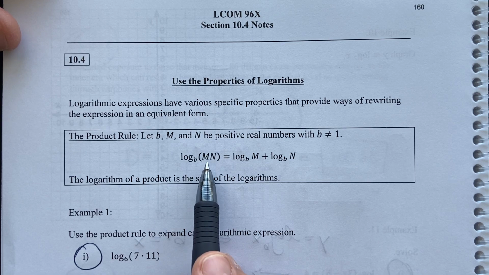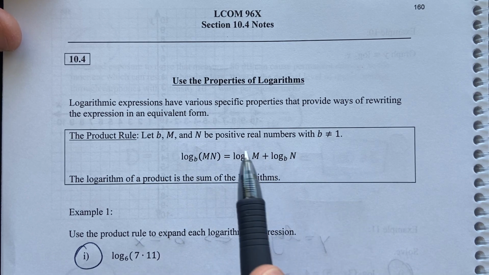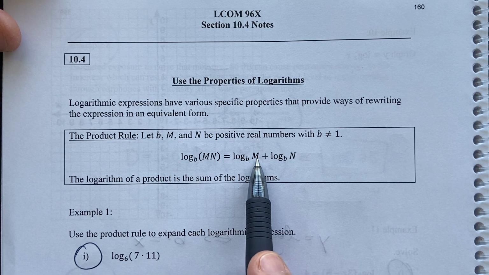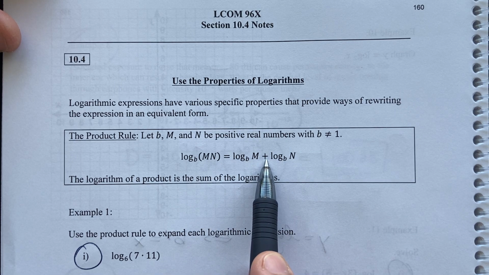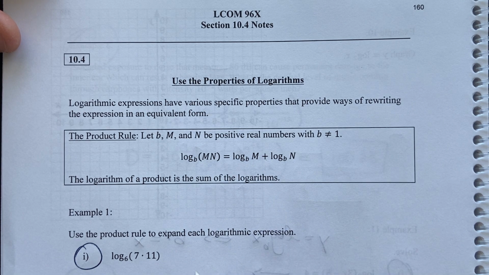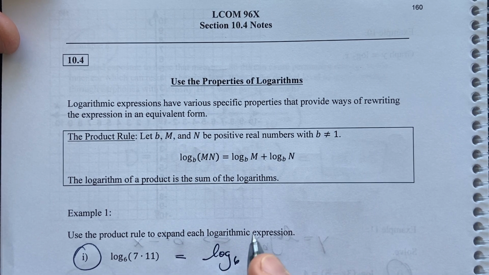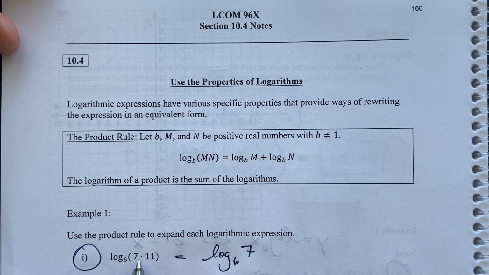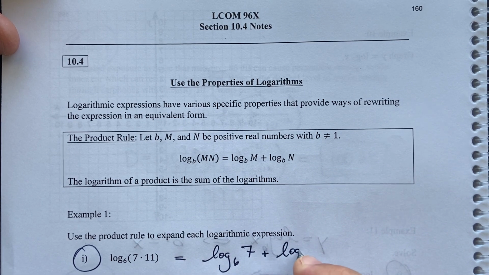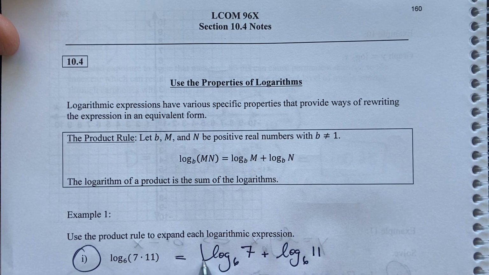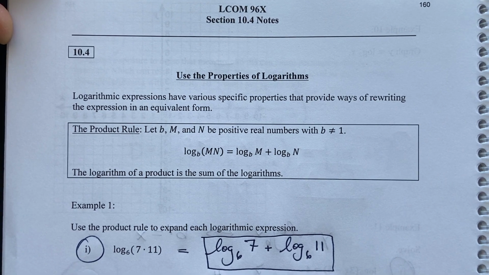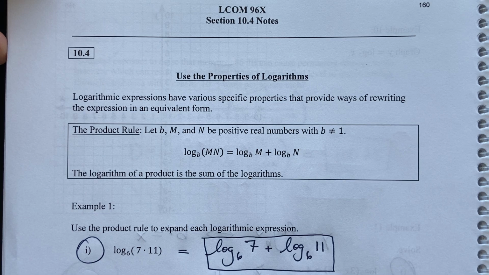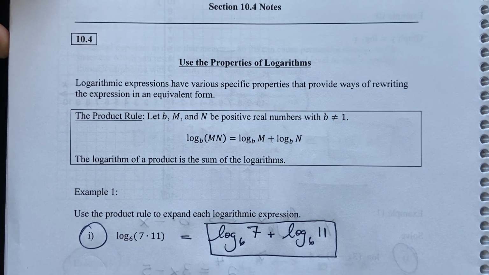If you have log base b of a product, m times n, then you can split that up into log base b of m plus log base b of n. So this product can turn into this sum. So in other words, I can rewrite this one as log base 6 of 7, since it's multiply, plus log base 6 of 11. That's all this is saying. And you can keep doing that as many times as you need until there are no more products left.